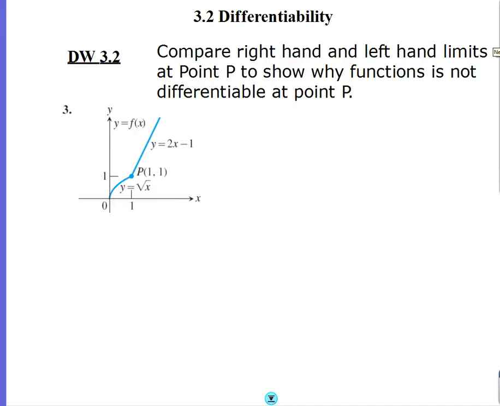So now let's go ahead. I want to show it from a point. We're going to do the exact same steps that we did from the last one, 3.1. We want to compare the right hand and left hand limits at point P to show why a function is not differentiable at P.